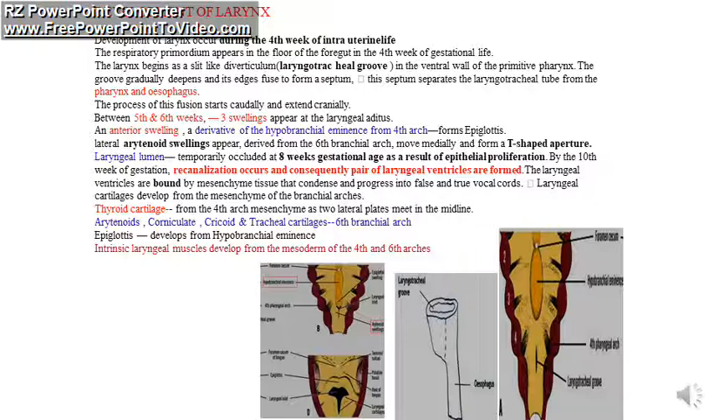By the 10th week of gestation, recanalization occurs and consequently a pair of laryngeal ventricles are formed, and the laryngeal ventricles are bounded by mesenchymal tissue that condenses and progresses into the false and true vocal cords.